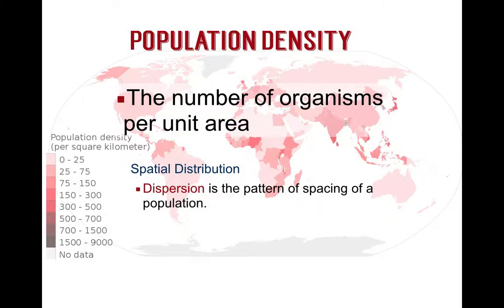This is the number of organisms that live per unit area. And usually we use kilometers, so per square kilometer. So spatial distribution is a dispersion pattern of spacing of a population. What that means is that we have different organisms that tend to distribute themselves, disperse themselves, in the area that they live in, in a different pattern.